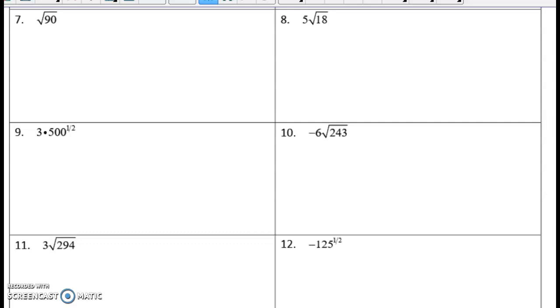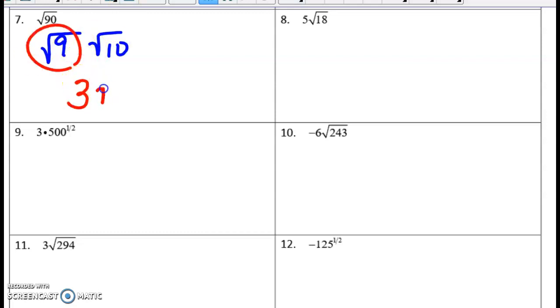Okay, here are the last 6 problems of the day. So again, we're looking at our perfect square list and trying to come up with the highest number that goes into 90. So of course, like 45 and 2 work, but they're not perfect squares. So you have to pick things that are perfect squares. So I start with 81 because it's less than 90 and go down my list. And the only one that divides into 90 is 9. And 9 times 10 is 90. I know the square root of 9 is 3. So this would simplify to 3 root 10.